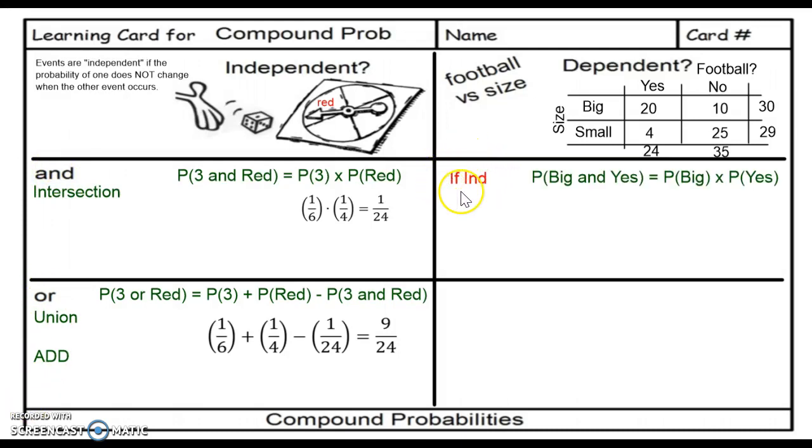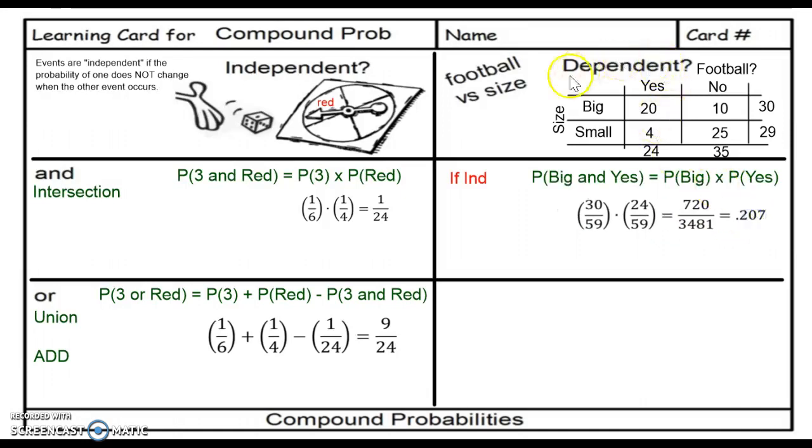Well, if the two events were independent of each other, being big and playing football, then we could look at it like this. The probability of being big and playing football would be the probability of being big times the probability of, yes, you play football. Well, the probability of being big would be 30 out of 59, which is the total amount of people, and the probability of playing football would be 24 out of 59. So if we multiplied that out, that would be 720 out of 3,481, which is about 21% or 20.7%.